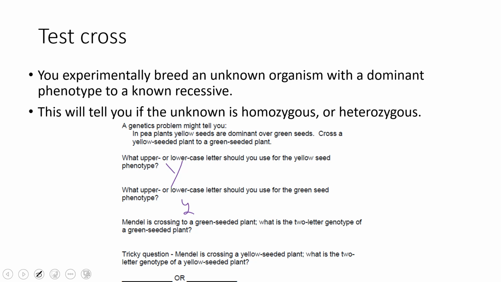Mendel is crossing to a green-seeded plant, so what is the two-letter genotype of the green-seeded plant? Well, since green is recessive, and we abbreviated it with that lowercase letter, in order for a recessive plant to exist, it must have 2 copies of that recessive allele. So it would have to be little y, little y. Mendel is crossing a yellow-seeded plant. What is the two-letter genotype of a yellow-seeded plant? And they even say it's a trick question. Well, that's because, remember, there's 2 options for a plant to be yellow. It could be homozygous, big Y, or it could be heterozygous, big Y, little y, and still end up being yellow.